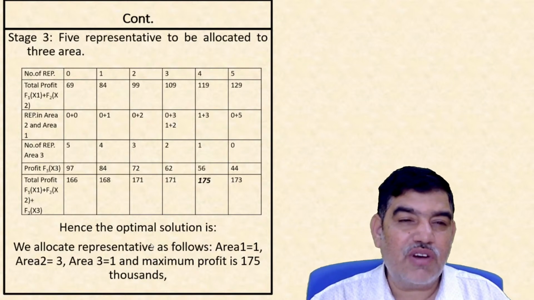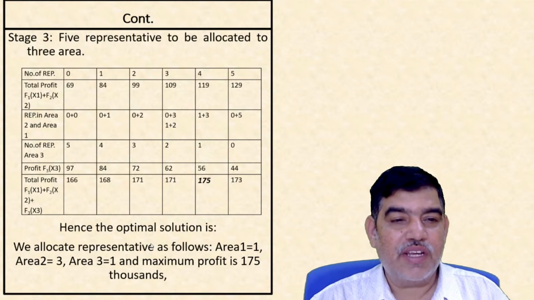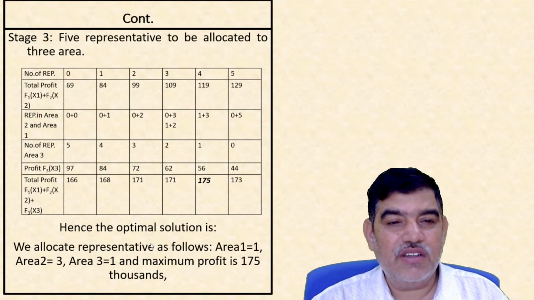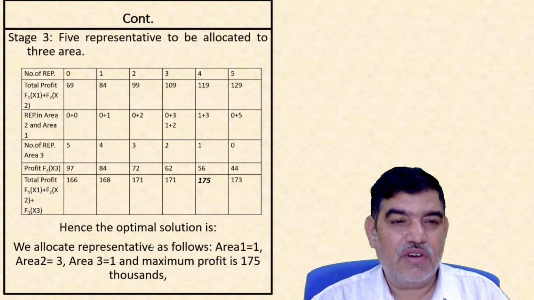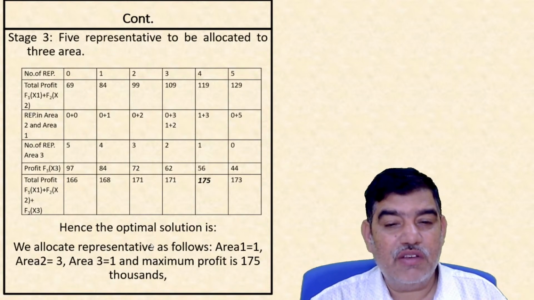Then we add the total. What is the total profit? From the previous table, the first table, we calculated by taking 2 areas and collected the maximum profit. Then here we add these 2 areas' profit to the third area's. That is, I am getting 166, 168, 171, 171, 175, 173. After finding the total profit, which one is largest? 175 is the largest. So 175 is the optimal solution.